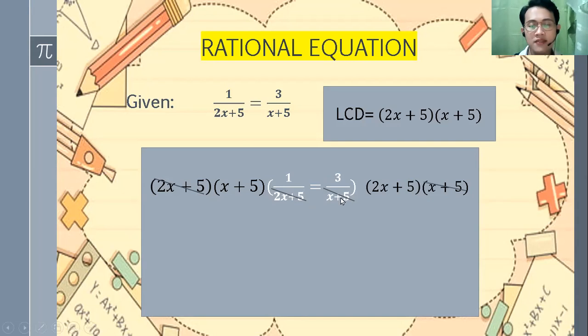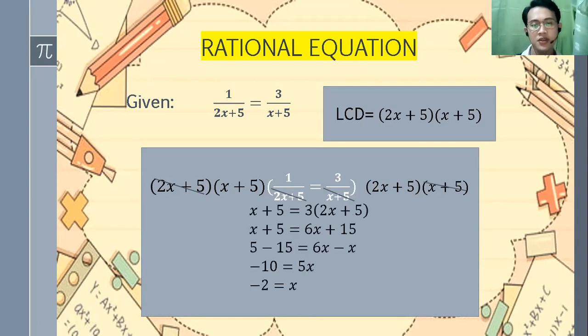How about x plus 5, sir? How did we cancel that one? The same. That's x plus 5 times 3 all over x plus 5. So basically, you get there 3 times 1, because x plus 5 over x plus 5 is just equal to 1. So you can just simply cancel out the expression.